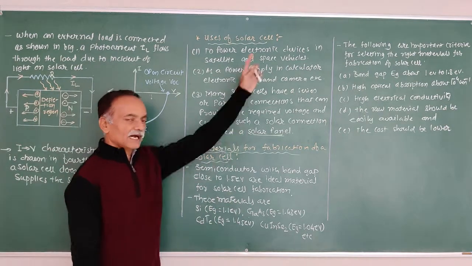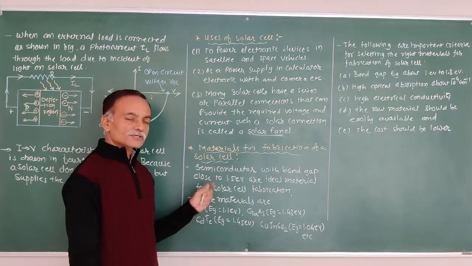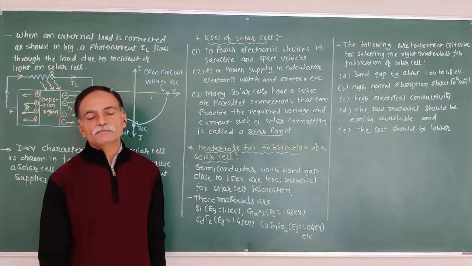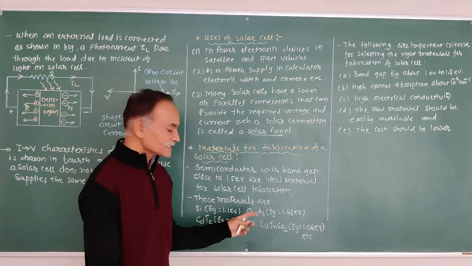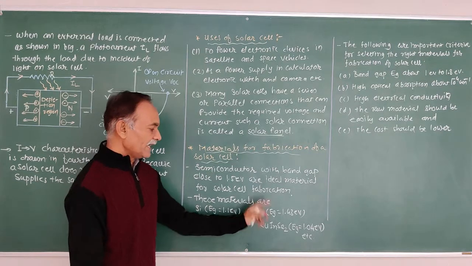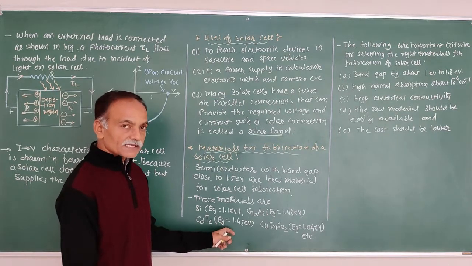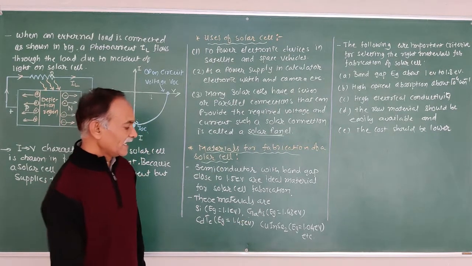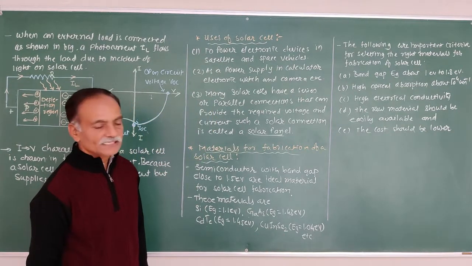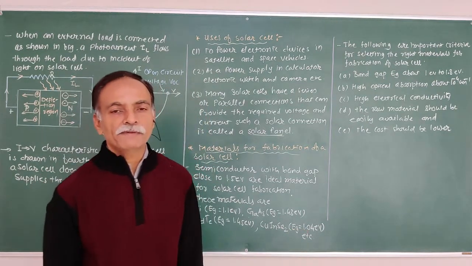Again, which materials are used for the fabrication of solar cells? Semiconductors with a band gap close to 1.5 electron volt are ideal. These materials are silicon, band gap energy 1.1 electron volt, gallium arsenide, 1.43 electron volt, cadmium telluride, 1.45 electron volt. Next, copper indium selenide 2, having band gap energy of 1.04 electron volt. Etc. Semiconductors are used for fabrication of solar cells.